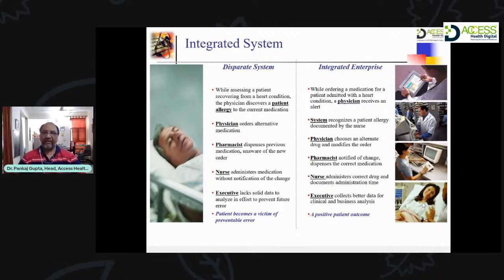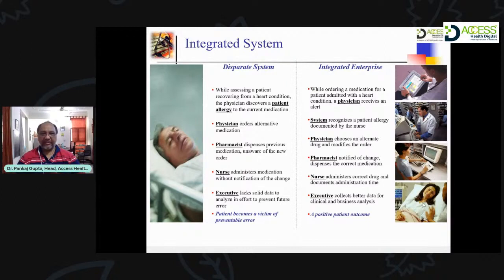However, if it is an integrated enterprise, then the system will give an alert that there is an allergy or there is a reason for which the medicine needs to be changed. When the physician makes a change in the drug or in the order, it is communicated to the pharmacist. The pharmacist gets notified of the change and dispenses the correct medication. The pharmacist will not dispense the previous medication or the previous order. The previous order is automatically stopped in the system. In a paper-based system, this is not possible.